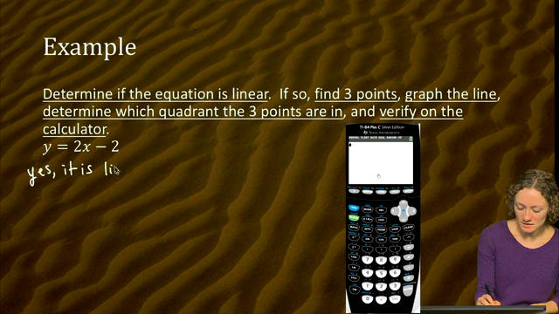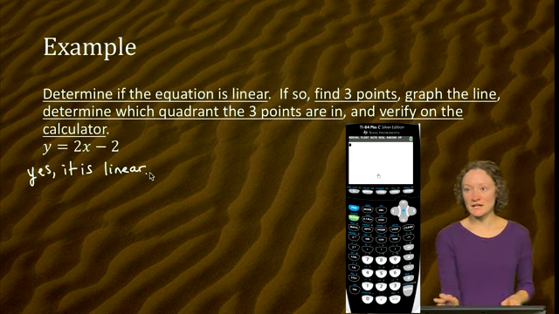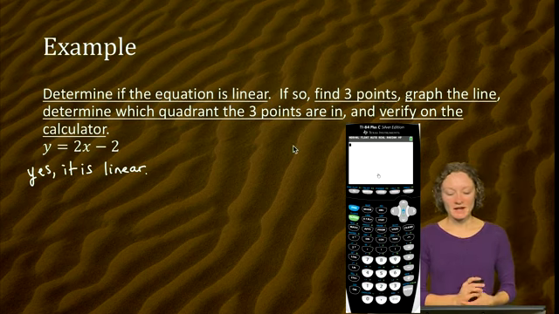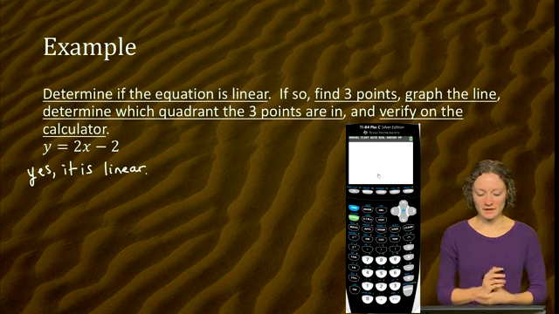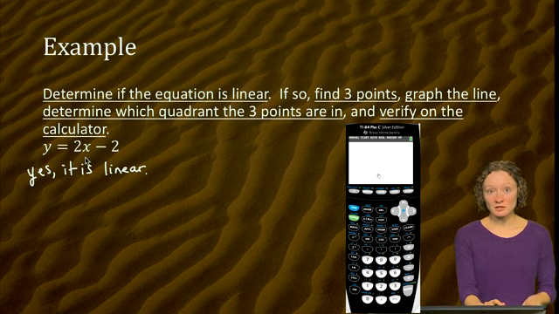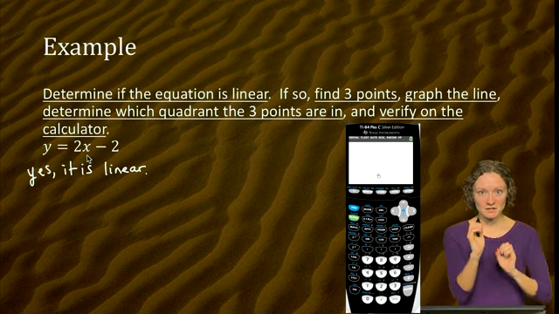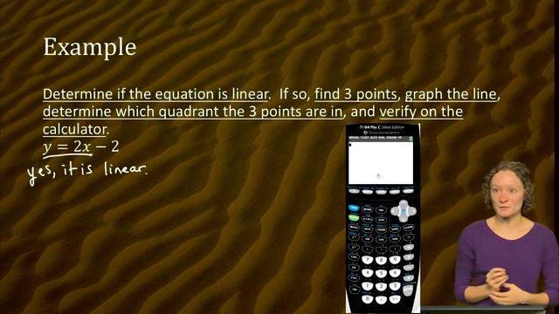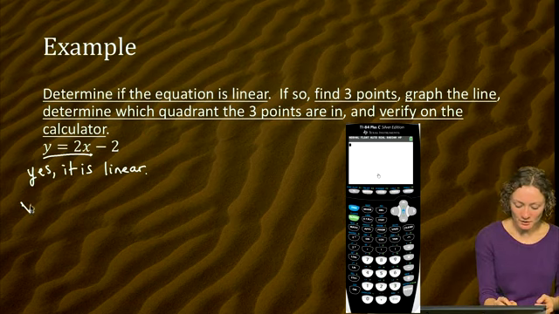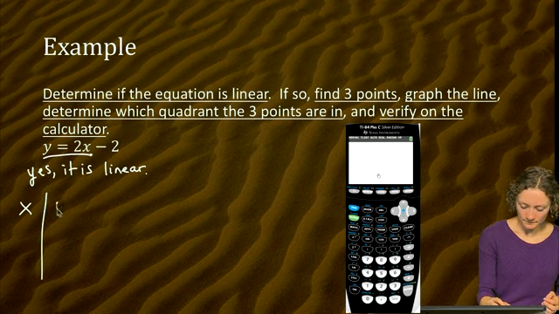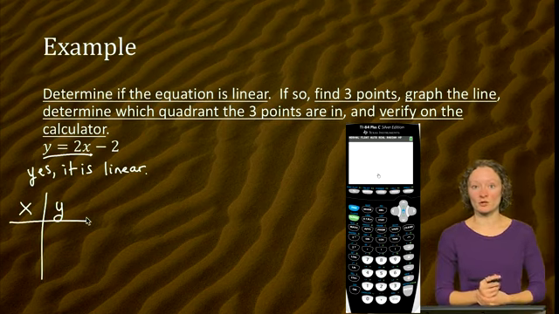it is linear. Okay, if it is, then we're going to do a whole mess of things. Find 3 points, graph the line, determine which quadrant those points are in, and verify on the calculator. Verifying on the calculator will be the last thing we look at. So how can we find points? Well, we know what they should look like. They should be an ordered pair, something in parentheses, x, comma, y. But we don't have any information on what those might be for this equation. So what we're going to do is build a little chart for ourselves. And we're going to find some ordered pairs.